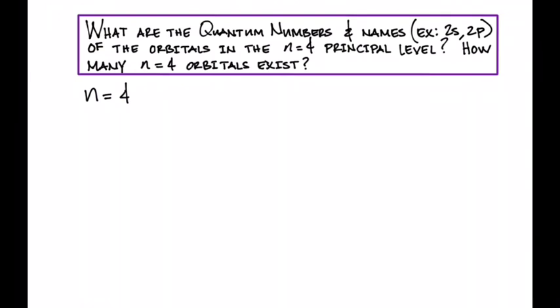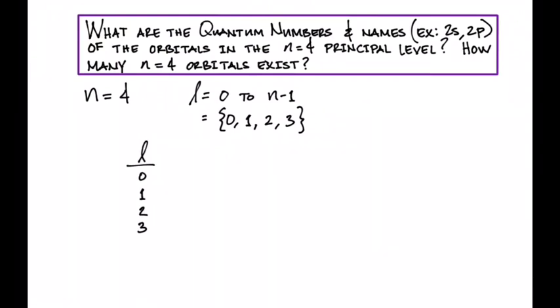The values of L will depend on the value of n, right? L ranges from 0 all the way to n minus 1. That means from 0 all the way to 3, because n equals 4, minus 1 is 3. So the possible values of L are 0, 1, 2, and 3.